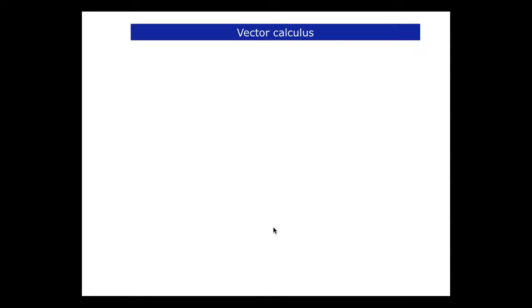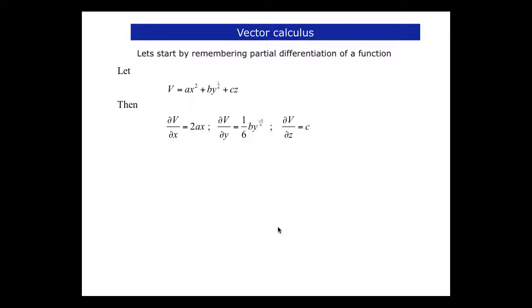This will be a brief refresher on differential operators. Let's start by recalling partial differentiation of a function. Consider the function v, which is scalar, meaning that it only has a value, and depends on three Cartesian coordinates, x, y and z. Then we can define partial derivatives of that function in respect to any of the three coordinates. When evaluating a partial derivative in respect to one variable, we always assume that all other variables are constant.